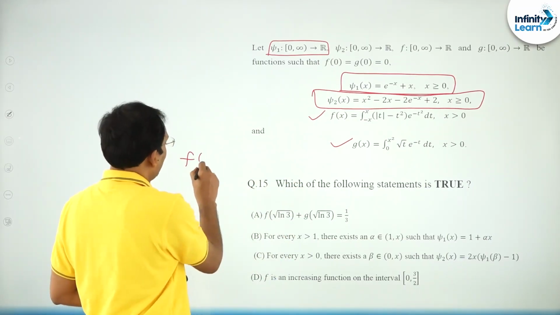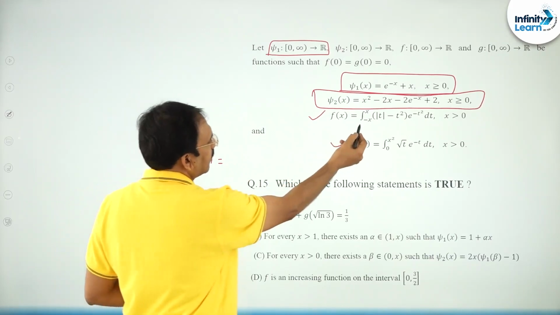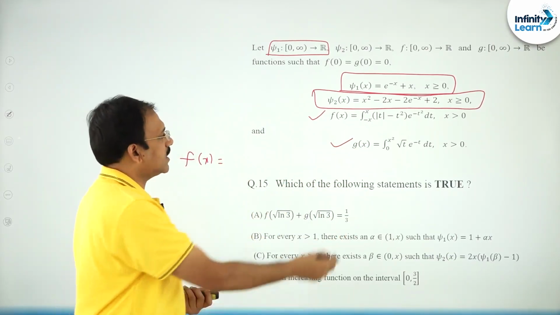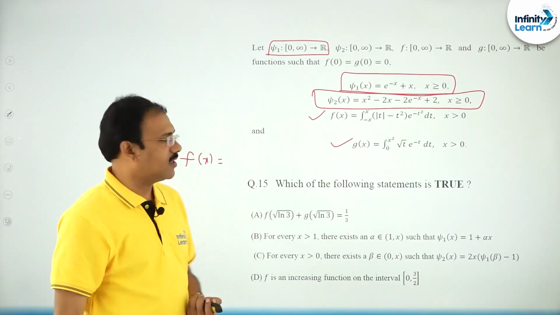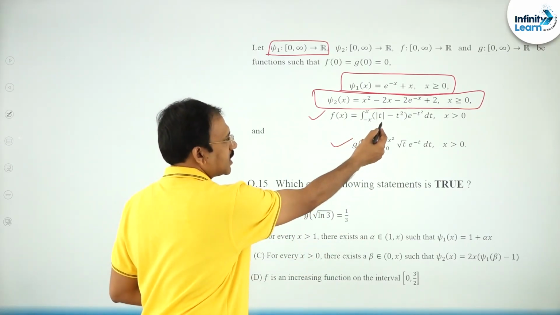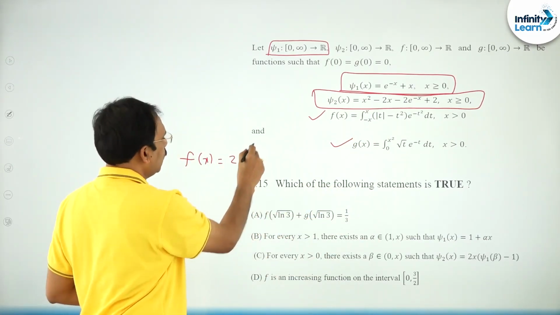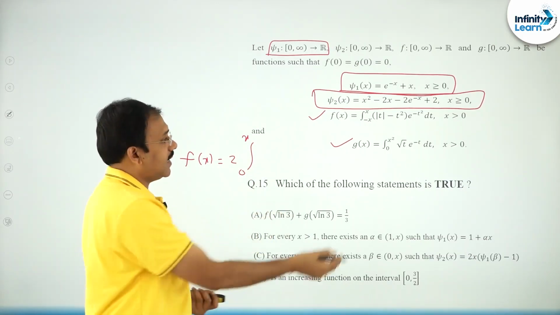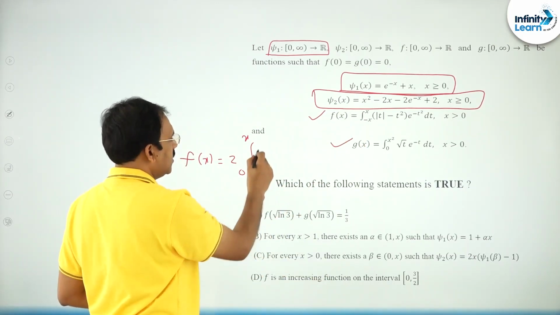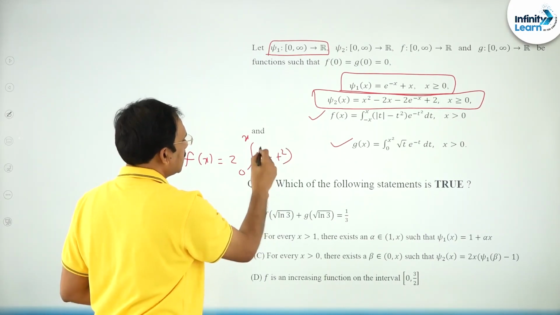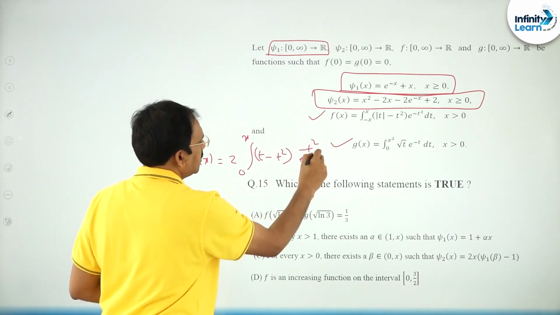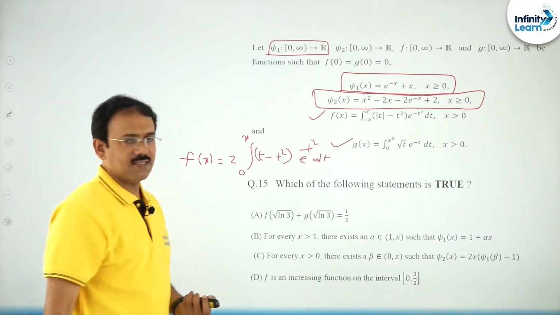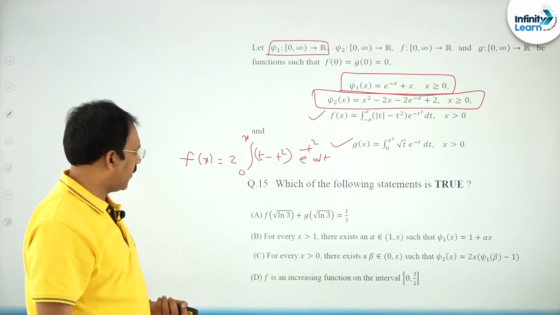You see friends, f of x is the integral from minus x to x. You just apply the properties of definite integration, where a plus b minus x will be the same. So I can write 2 times the integral from 0 to x, where mod t will become t as t is positive from 0 to x, of t minus t square into e power minus t square dt. Yes, so this is f of x.